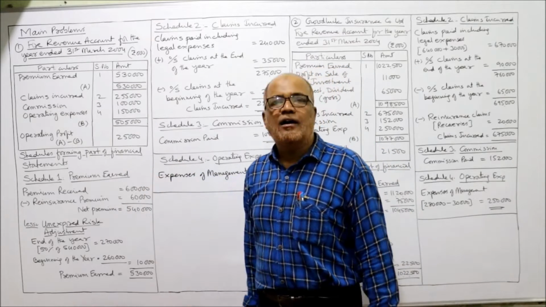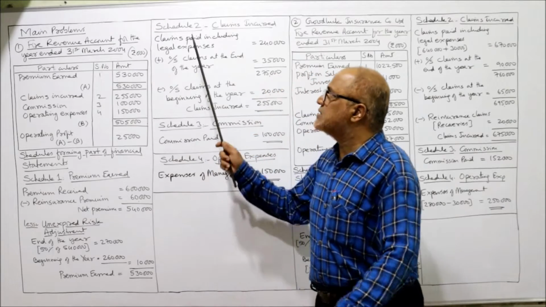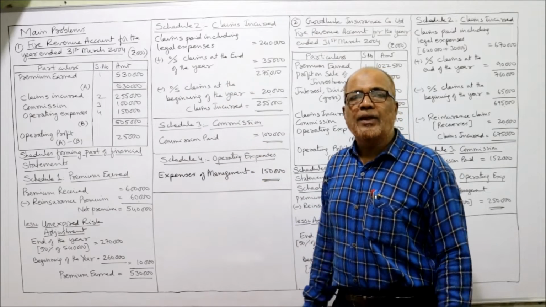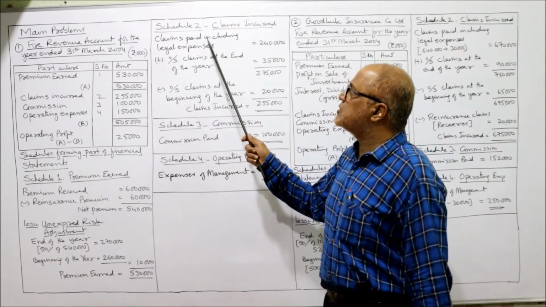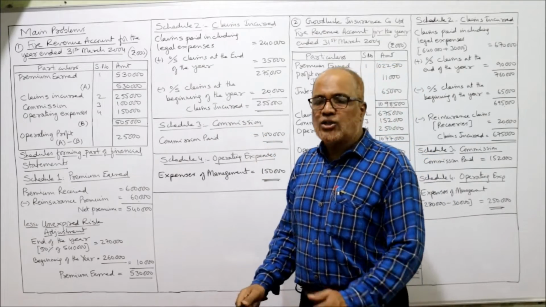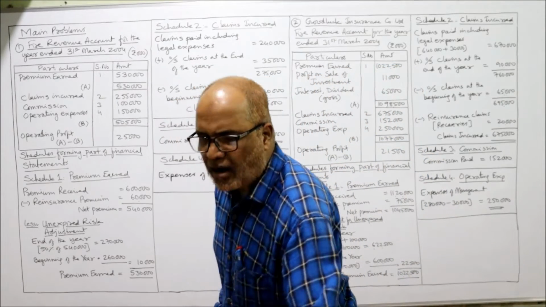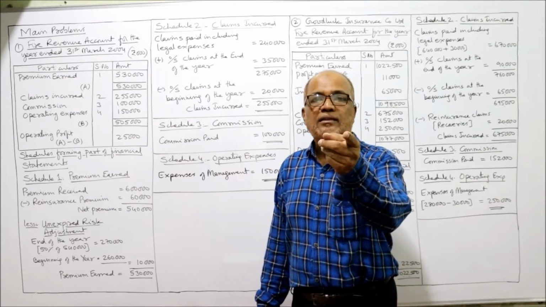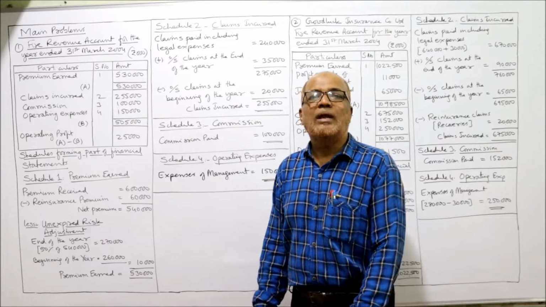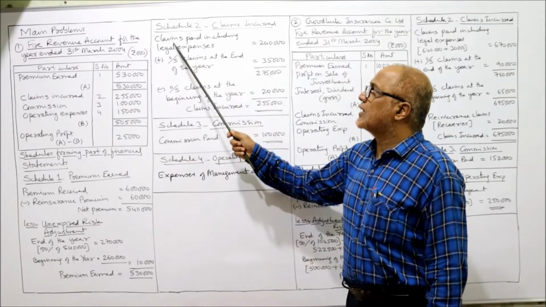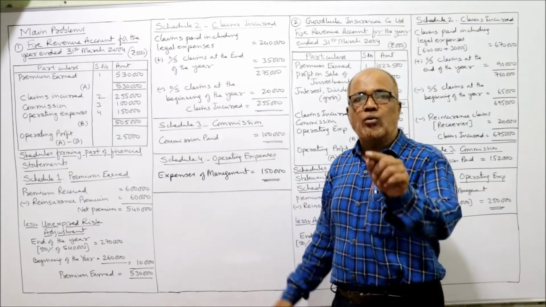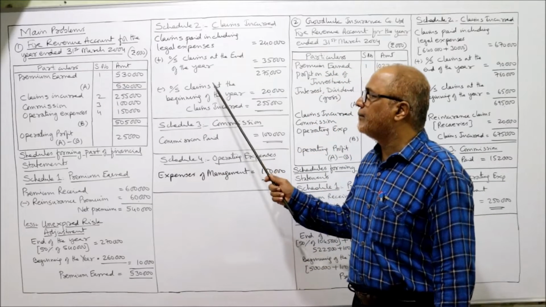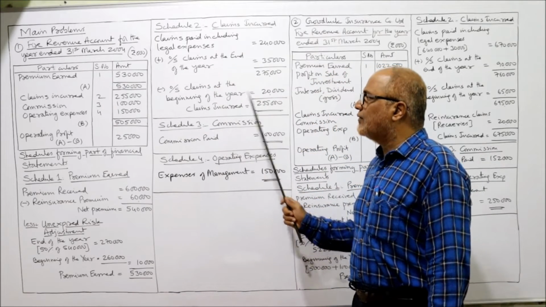Now claims incurred, second schedule. Now you can see schedule number 2, claims incurred. Claims paid is given in the problem, including legal expenses. Actually it is given separately. Claims paid are 2,35,000 and legal expenses are 5,000. So 2,35,000 plus 5,000, 2,40,000. So here 2,40,000 is claims paid including legal expense. Add outstanding claims at the end of the year, minus outstanding claims at the beginning of the year. Then we get claims incurred, 2,55,000.